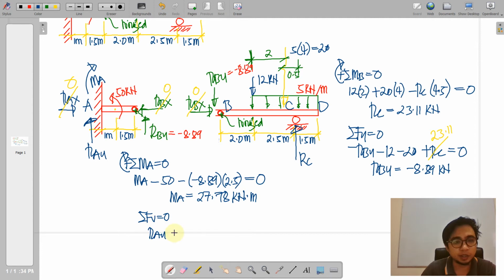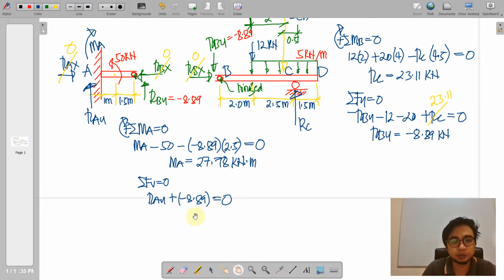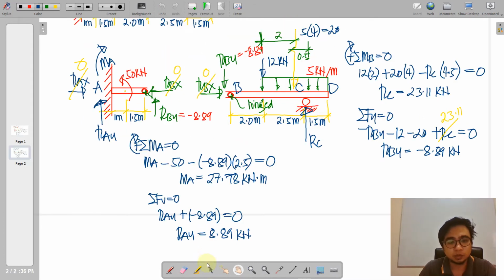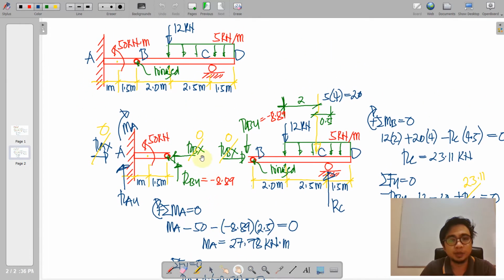RAY is going upwards plus an upwards RBY, but that is negative. And then that would be equal to 0. So by transposition, we can just say that RAY is simply equal to 8.89.